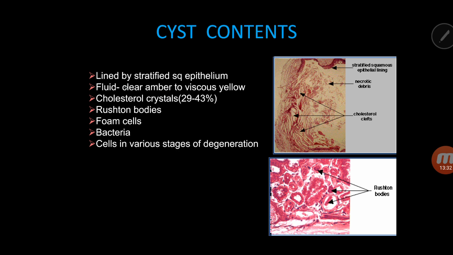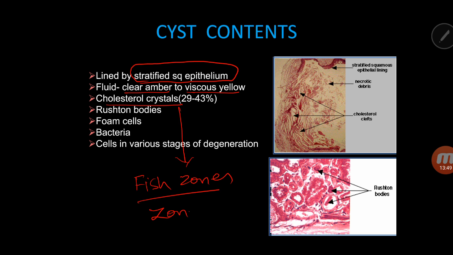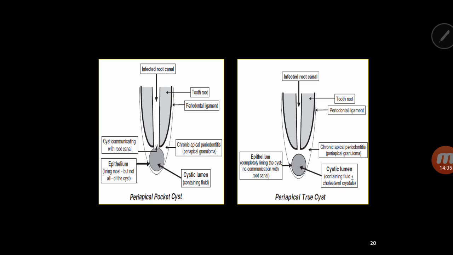And coming to the contents, it is lined by stratified squamous epithelium, so it is called a normal cyst. The fluid is clear amber or viscous yellow. It contains cholesterol crystals, and I hope you know cholesterol crystals are present in one of the zones of the fish zones. That is the most common question. The answer is the zone of irritation. So the zone of irritation is going to contain cholesterol crystals, and that is a peculiar sign that is seen in the case of a radicular cyst. And Rushton bodies, foam cells, bacteria and cells present in various stages of disintegration. So this is what I was discussing previously.